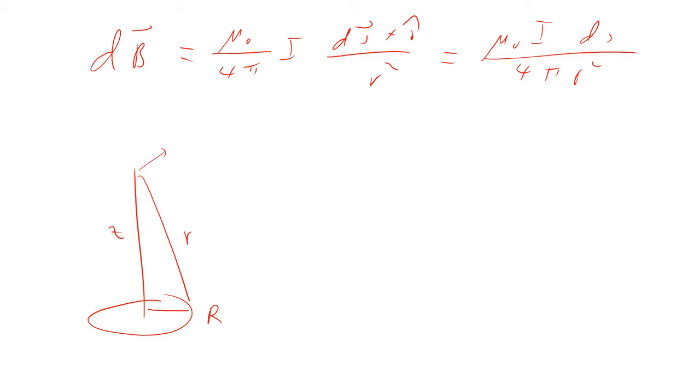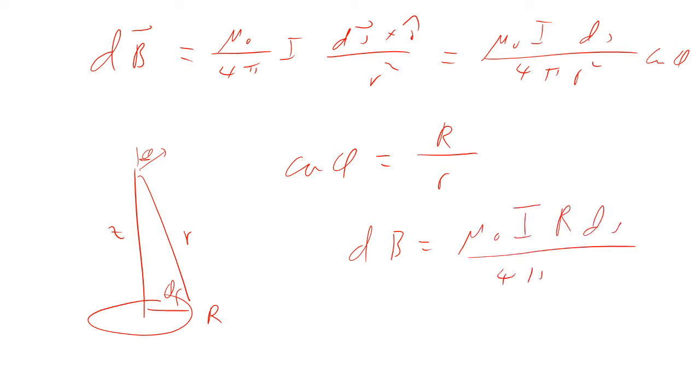But what we really want is just the vertical component. So that would be the cosine of that angle phi. That angle phi is going to be equal to this angle right here. Cosine of phi is going to be r over R. This is just the total dB, so we need cosine phi to be just the part that we're interested in. So the actual dB is going to be mu naught I r ds over 4 pi R cubed.